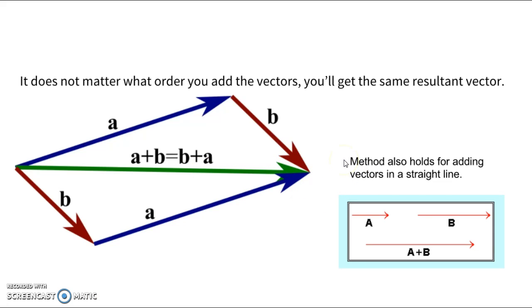The tail-to-tip method also holds true for adding vectors in a straight line. Here we have vector A and vector B. If we line them up tail to tip, we would basically redraw this vector and move it over a little bit over here. And if we redraw it from tail to tip, we'll get a resultant vector that looks like this.